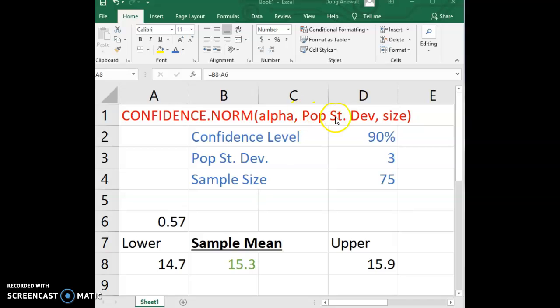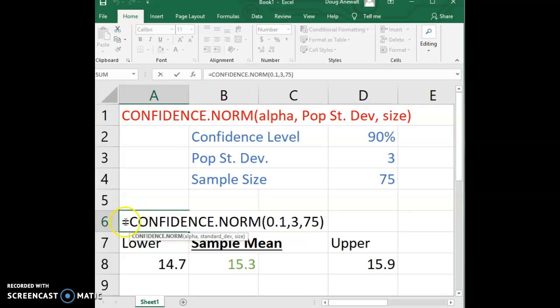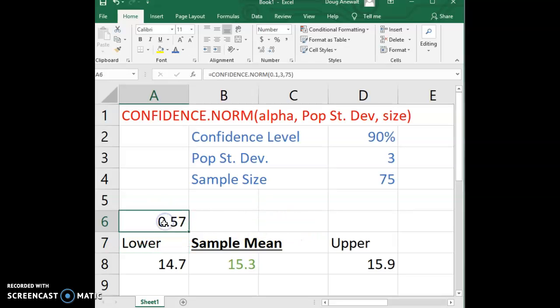Because we know the population standard deviation, we can use CONFIDENCE.NORM. We're using the normal distribution. Here's the information we have, and we enter it into that formula, equals CONFIDENCE.NORM. Our alpha is 10%, 100% minus our confidence level, then the population standard deviation, and sample size. And Excel gives us back the margin of error.